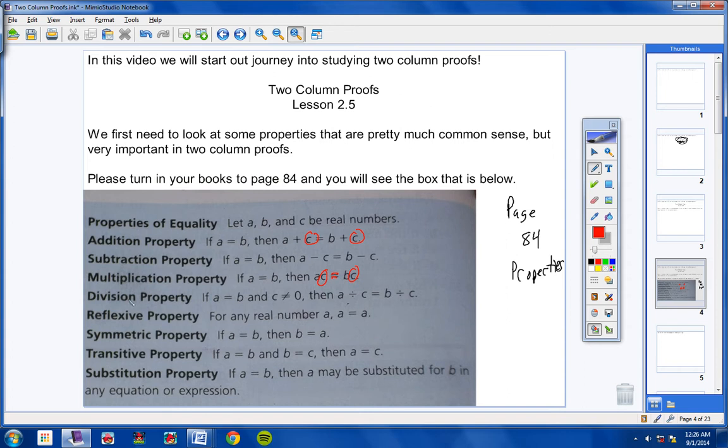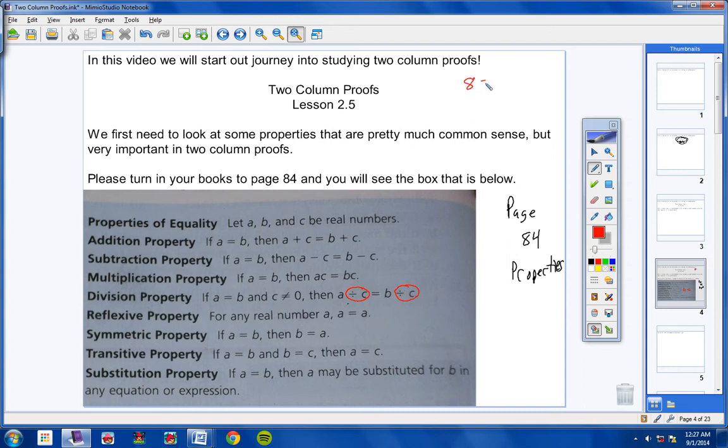Okay, look at the division property of equality. You know what it's going to say. It's common sense. It starts off with A equals B, okay? And then we divide both sides by C. We divide this side by C, and we divide this side by C. So both sides still stay equal.